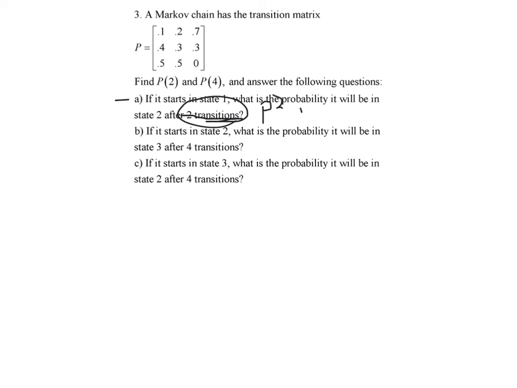And it's whatever entry is row 1, column 2, for starting in state 1, ending in state 2. So it's kind of combining some of that stuff we talked about in 8.1. Now we're just adding a little bit to it here. For B and C, you would have to find P4, meaning P to the 4th, which again is just going to be whatever I got for P squared times itself. And then find the row and column it's asking for.